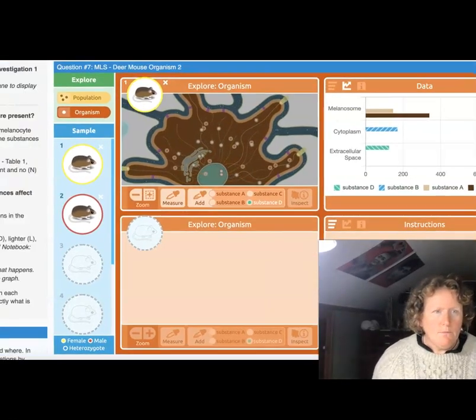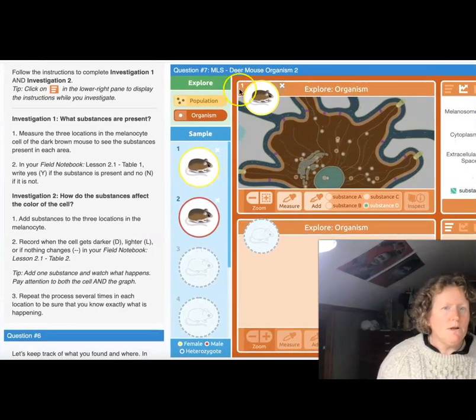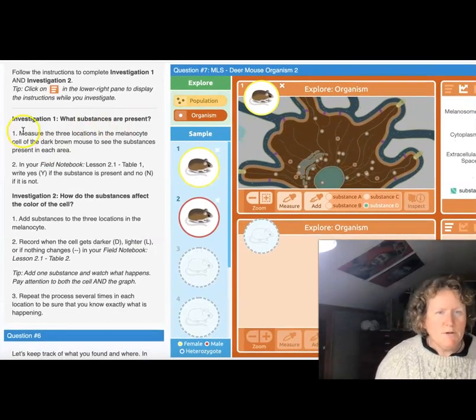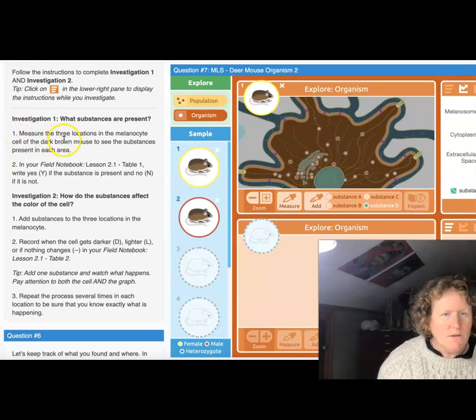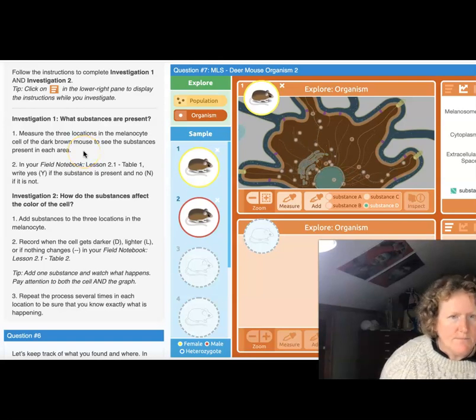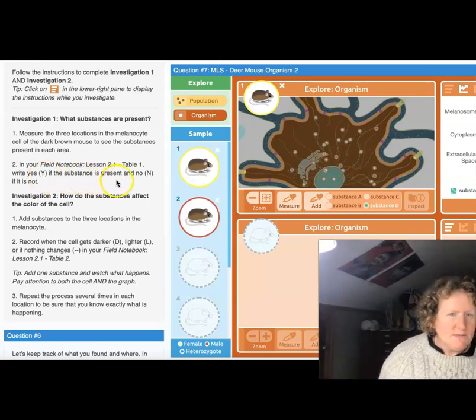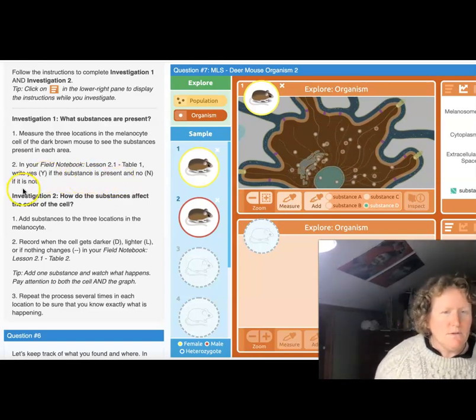So we've got some work to do here. We've got investigation 1. What substances are present? So we have to measure 3 locations in the melanocyte cell of the dark brown mouse to see the substances present in each area. In your field notebook, lesson 2.1, table 1, write yes if the substance is present and no if it is not.